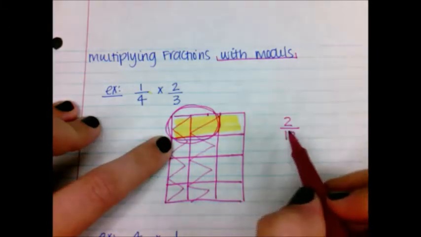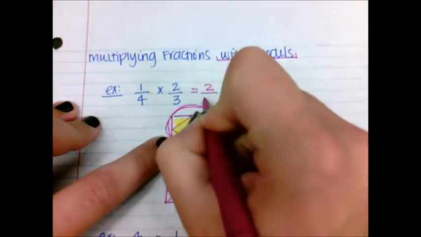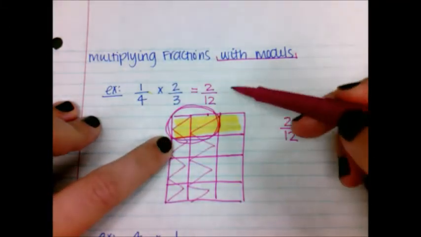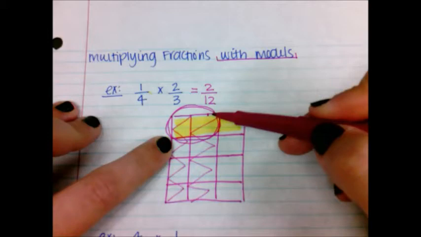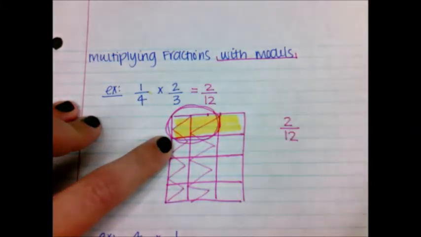You can see that 2/12 is the same answer I would get if I just said 1 times 2 is 2, 4 times 3 is 12. So students should be able to tell what the correct thing to do is. However, showing the model is what's going to get them their points.